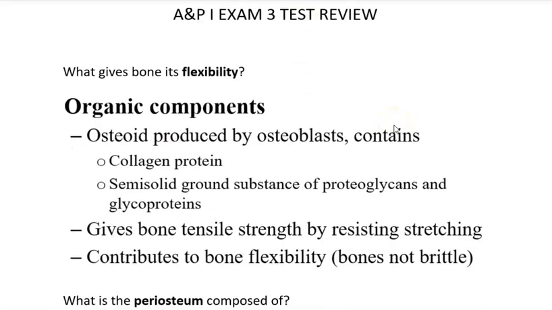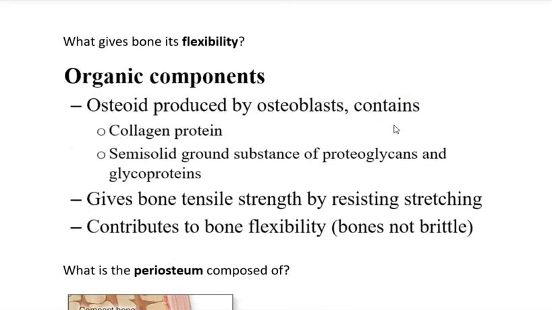All right, so first question here. What gives bone its flexibility? Well, remember, bone has inorganic components and organic components. The inorganic components are going to be the hydroxyapatite crystals, and that's mostly made up of calcium and phosphate. But the organic components are going to be collagen and the semi-solid ground substance of proteoglycans and glycoproteins. And this is what's going to give bone tensile strength and contribute to its flexibility, okay?